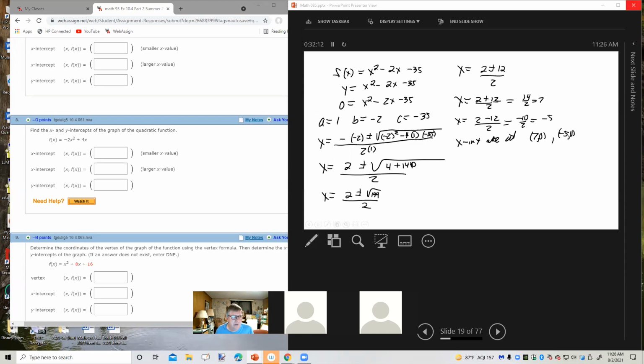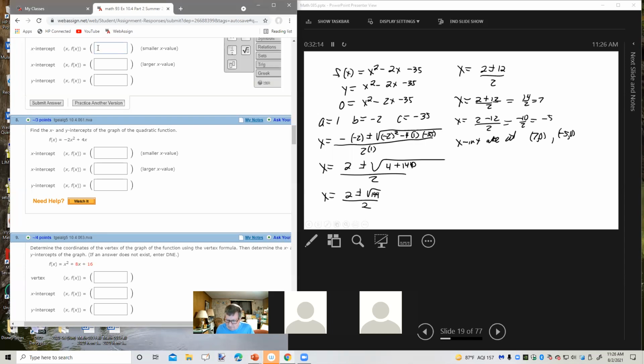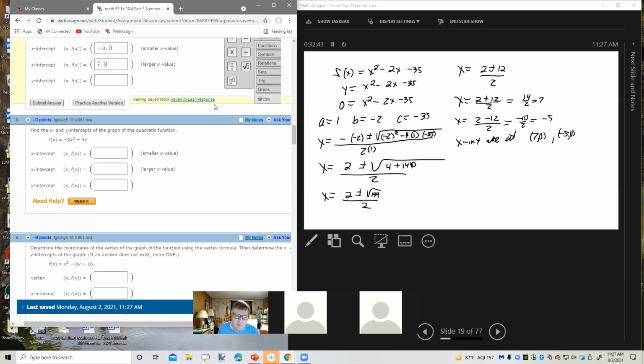So over here, we'd have, let's see, 7, 0. Oh, it's a smaller value. So this would be what? Negative 5, 0, and then 7, 0. Yeah, make sure you read the fine print there, because if you put them in backwards, they're correct intercepts, but you're not following a direction, and then it won't recognize it, and it'll mark them both wrong. So be sure to look everything over.